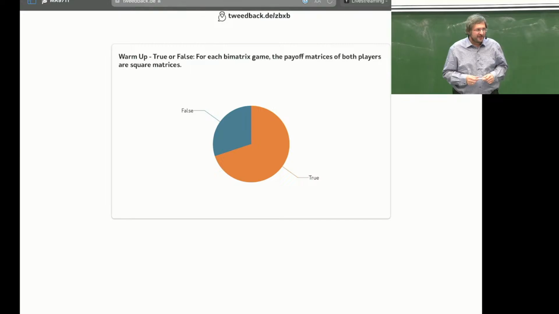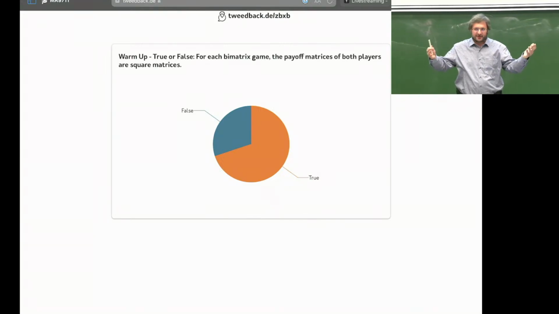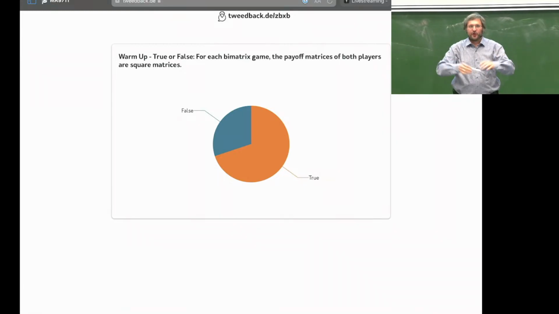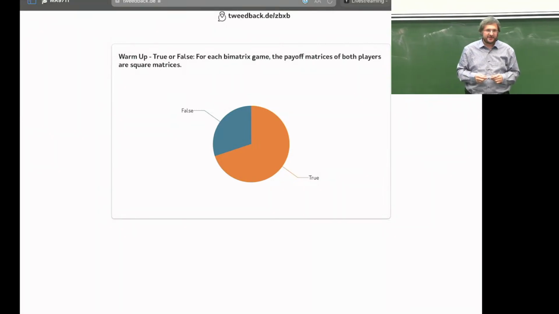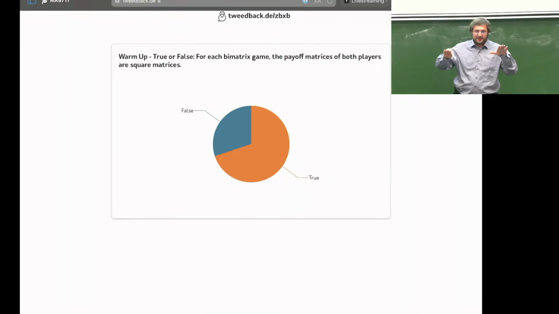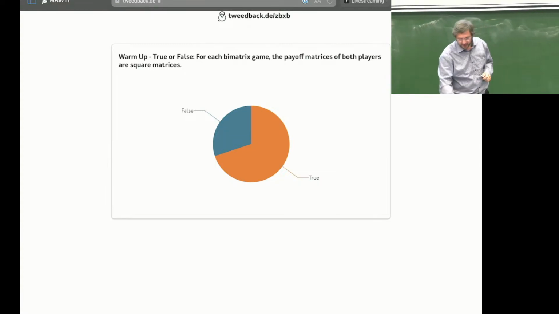It could very well be that one player has a certain set of strategies and the other has a completely different set of strategies. And of course, that may be larger or smaller. And in that case, the payoff matrices wouldn't be square matrices. They have to be of the same size, both matrices, but they don't have to be square. Right? And that property depends on the number of strategies that the players have. So in general, this is false.